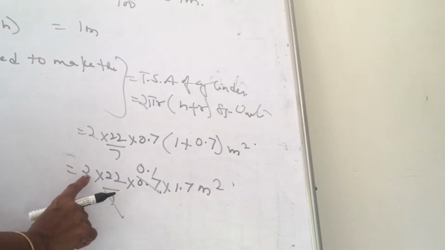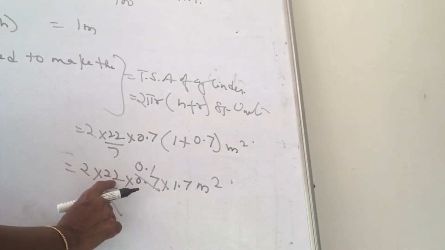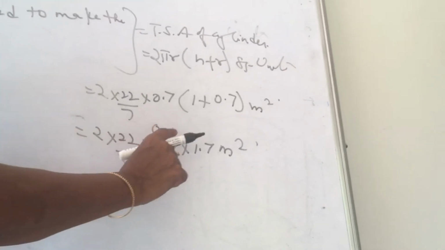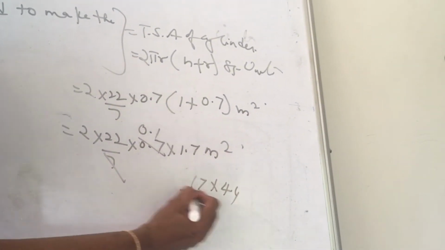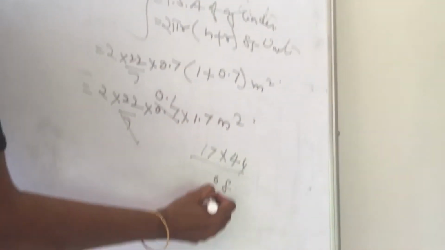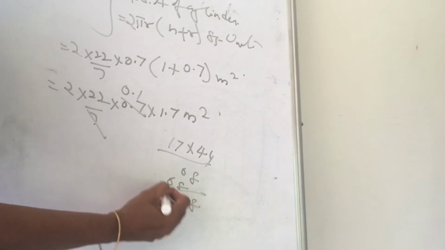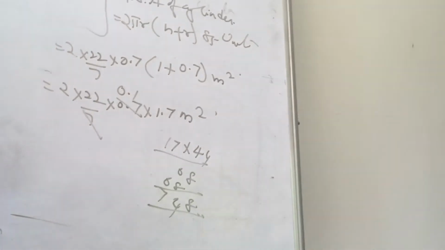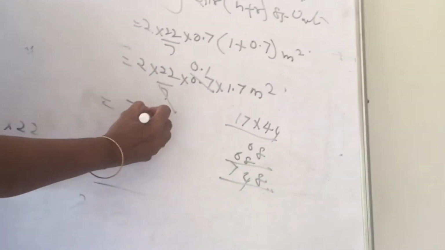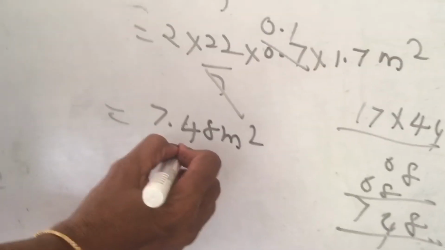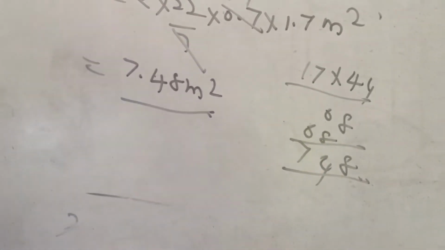Ignore the decimal point and multiply. 2 into 22, 44, into 1, 44. 17 into 44, 68, 68. How many digits after the point, children? 2 digits. This is the material needed to make the tank.